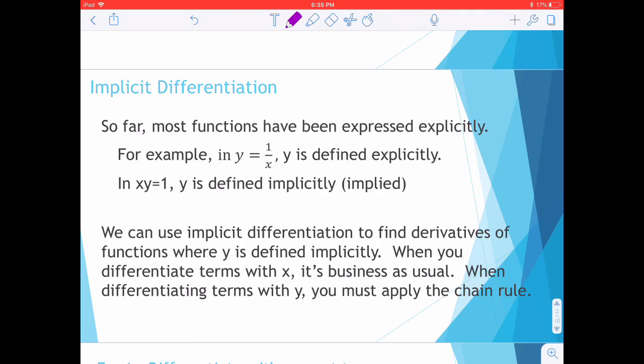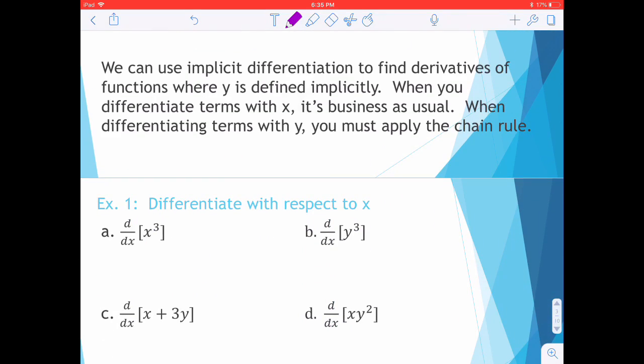When you differentiate terms with x, it's business as usual. You do exactly what you do when you differentiate terms of x. What changes is when we differentiate in terms of y. When we differentiate in terms of y, we have to apply the chain rule. And we'll see how that looks right now.